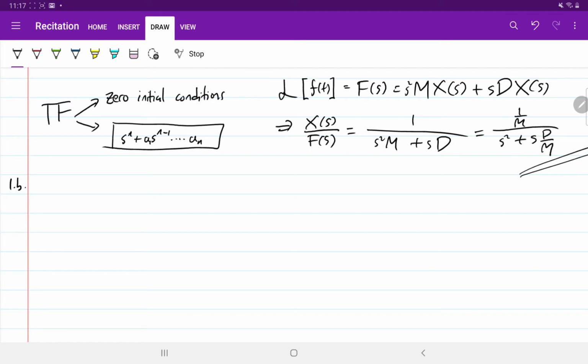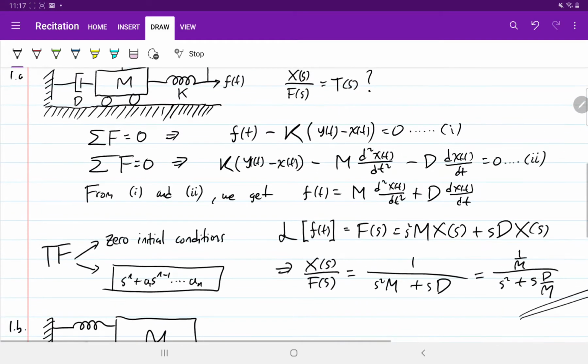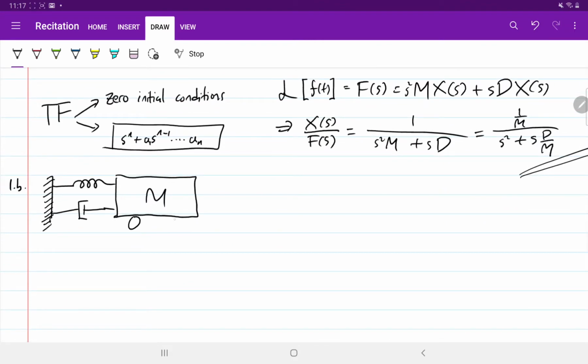Next, I have another translational system. This time I put the spring over here, and we still have the damper. Both are connected to a mass m. The mass has wheels, and this is the floor.